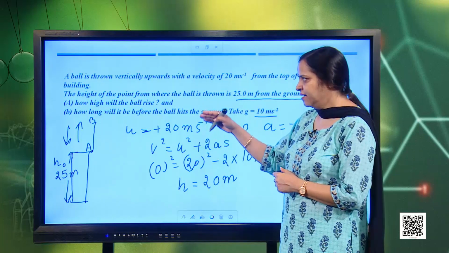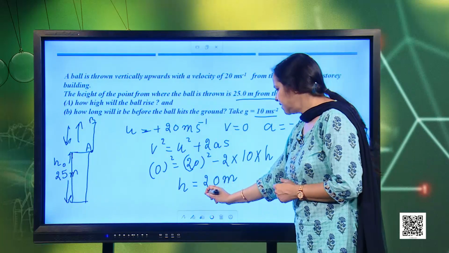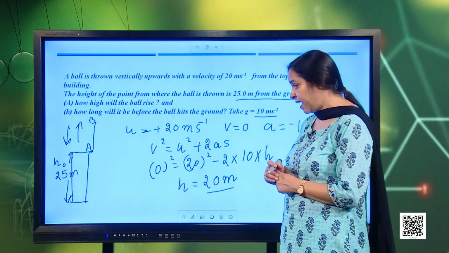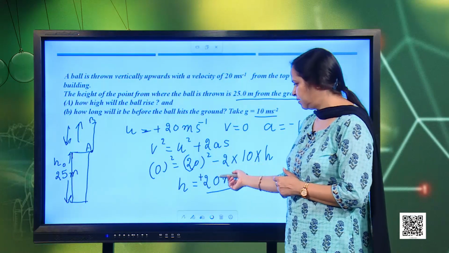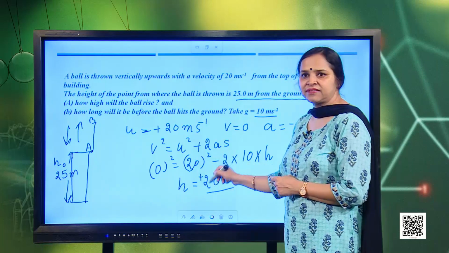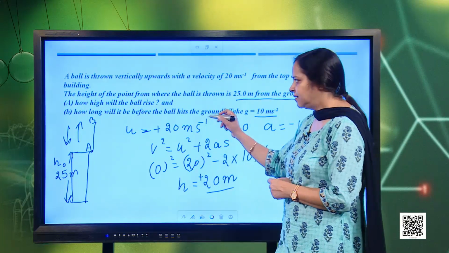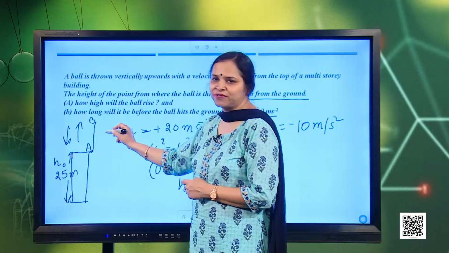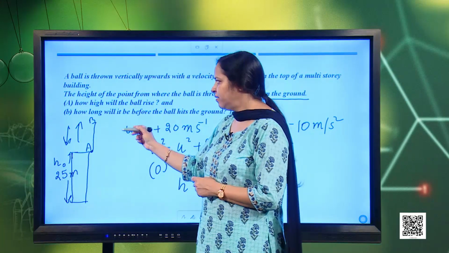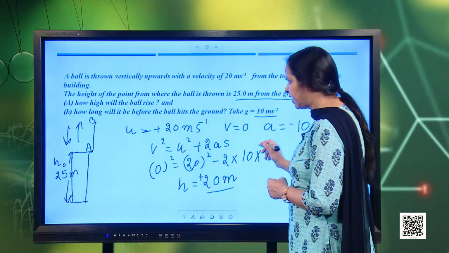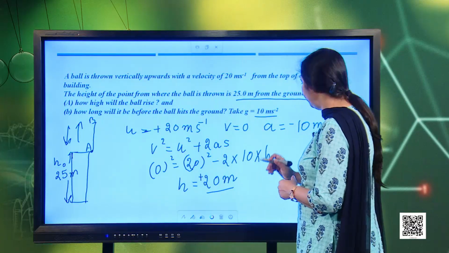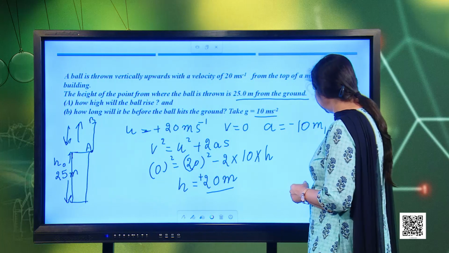From point A reaching to point B, the height covered will be 20 meters. And again, we see that the h has come to be positive. We have not given the sign here. It itself has come to be positive. It indicates that the height which is traveled is in the positive direction. The ball traveled the distance in the positive direction. So, from here we calculated the first part, that the ball will rise to 20 meters.